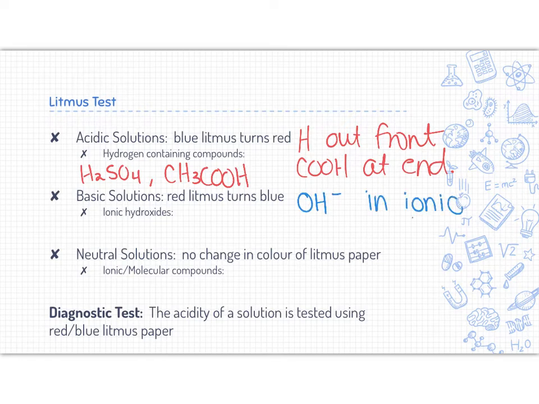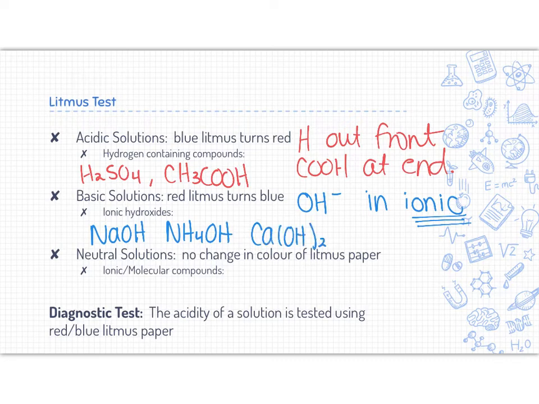Basic solutions have an OH minus in their ionic formula. They have to be ionic, okay? So ionic hydroxides could be NaOH, of course, NH4OH, Ca(OH)2, anything with a hydroxide. Neutral solutions have no change in color of litmus paper, so they are all molecular.